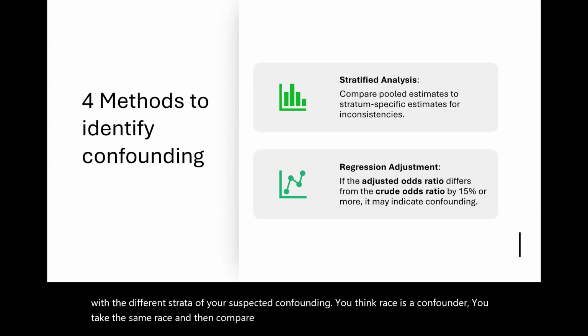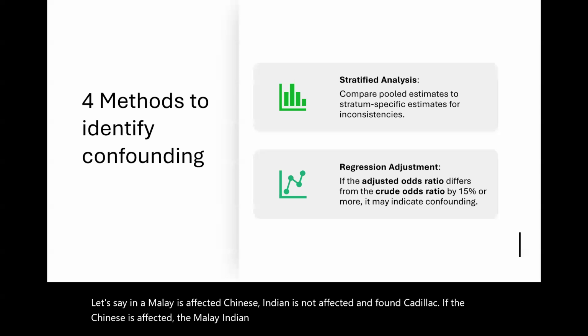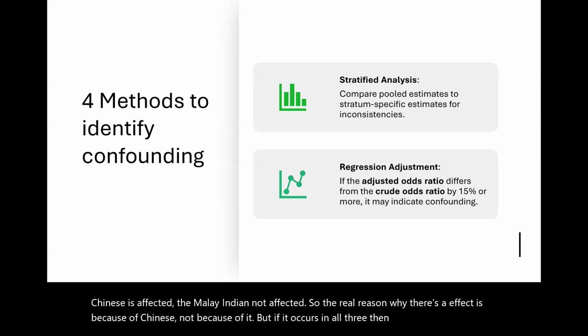So maybe in the Chinese, is the birth order affected? In the Malay, is it affected? Is the Indian affected? Let's say the Malay is affected, Chinese and Indian not affected. Then the real reason why there's an effect is because of the Malay, not because of the exposure. But if it occurs in all three, then race is not a confounder.